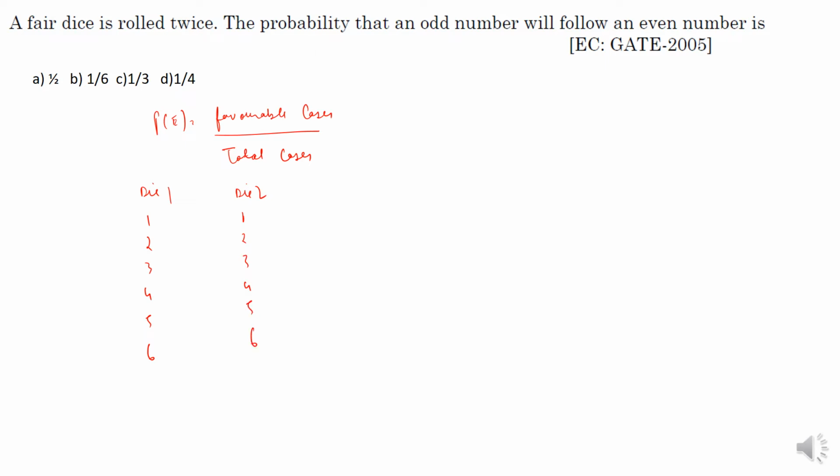Now, the question is, probability that an odd number will follow an even number. So, probability of odd is what? 1, 3 and 5, right? This is 3 by 6, which is equal to 1 by 2. Now probability of even is what? 2, 4, 6. This is also 3 by 6. Why 6? Because there are 6 possible outcomes, right? So it is equal to 1 by 2.